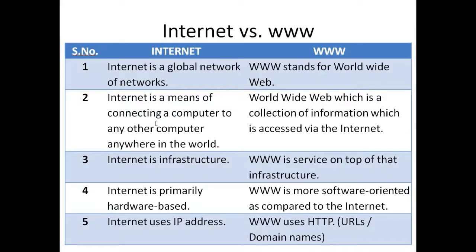The internet is a means of connecting a computer to any other computer anywhere in the world. WWW is a collection of information which is accessed by the internet. The internet is the infrastructure. WWW is the service on top of that infrastructure. The internet is primarily hardware based. WWW, or World Wide Web, is software based. The internet uses IP addresses. WWW uses HTTP, meaning URLs or domain names.